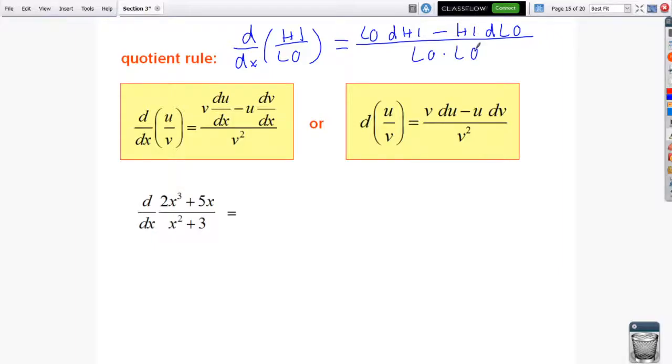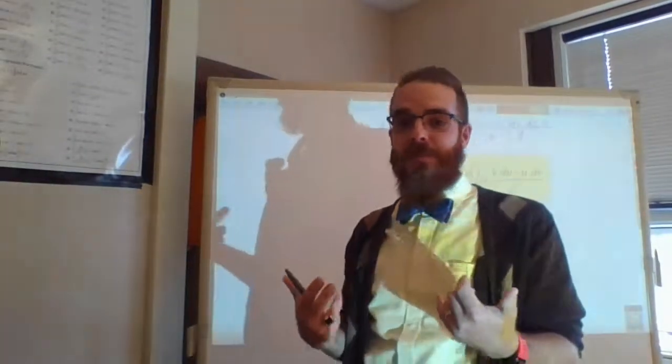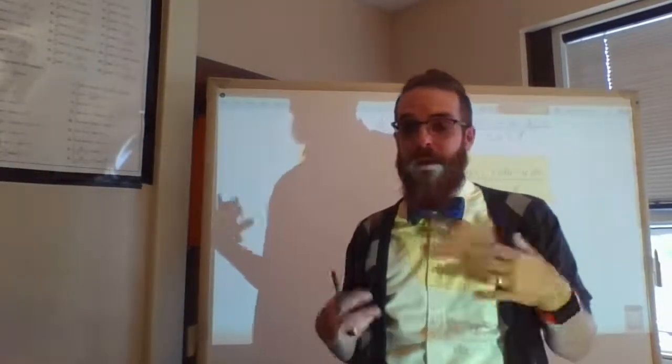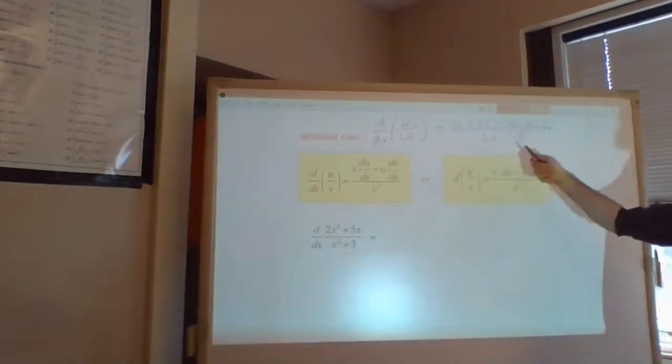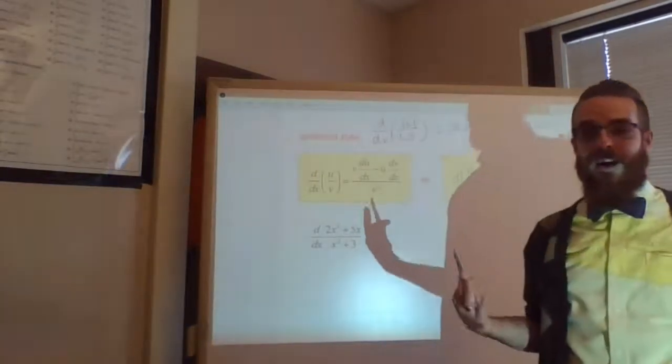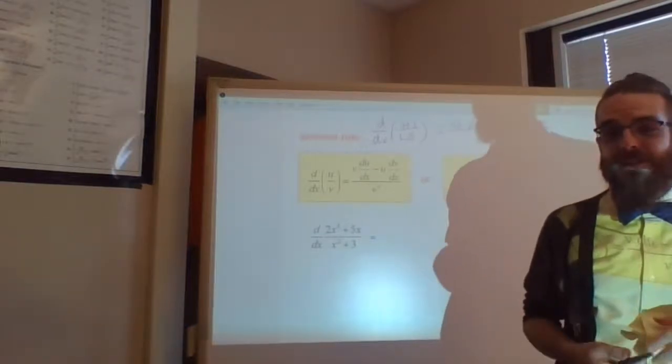Low d high, high d low, low low. All right? That's the way that I have it memorized. It works for me. Honestly, if I'm telling you 100% what I did when I was in high school and I learned the quotient rule, I did not know low d high, high d low, low low. Somebody told me that when I got to college or maybe even after college.